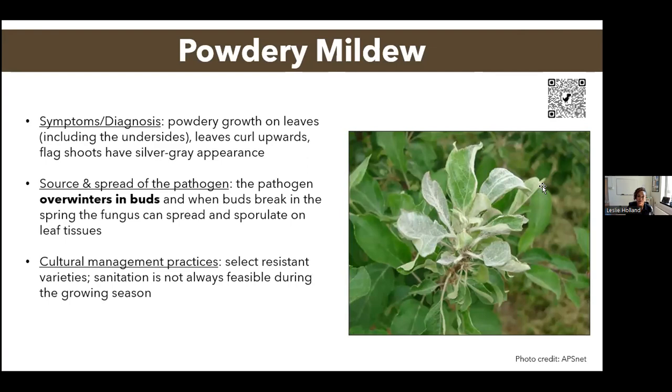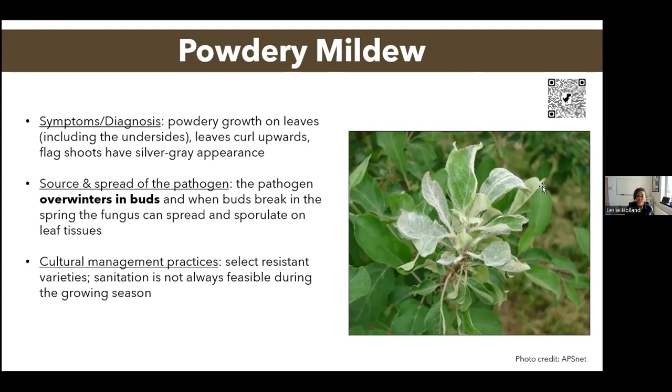Now, this pathogen overwinters in buds, and this brings me back to the reason why we don't oftentimes see it in a place like Wisconsin, where we have very cold temperatures. These very cold temperatures oftentimes do not allow this fungus to survive in the bud. So in times that we do see powdery mildew, it's typically going to follow a more mild winter. And last season was a season that followed a mild winter, and we did see powdery mildew in some orchard blocks in Wisconsin. In terms of cultural management, selecting resistant varieties, again, is going to be critical for this.